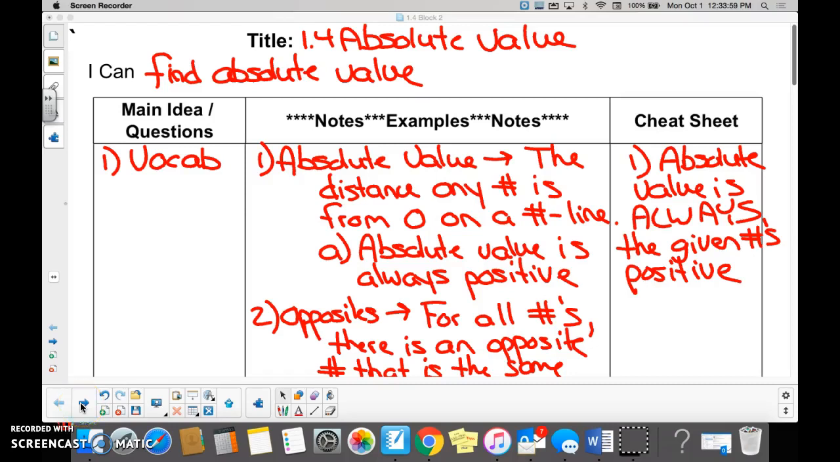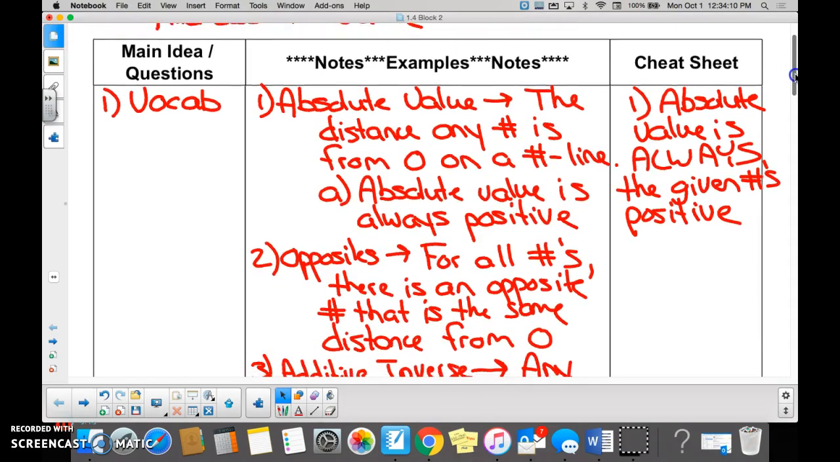0.4 absolute value. I can find absolute value. Thank you, Alan. Can we find absolute value? Yes. I think we can. I think after that lesson we can do that.